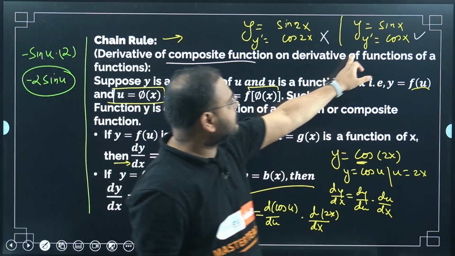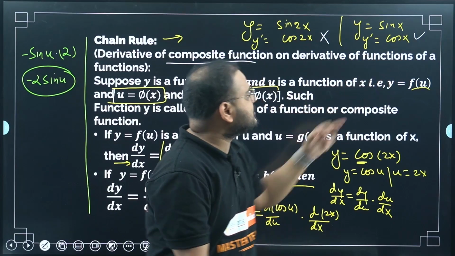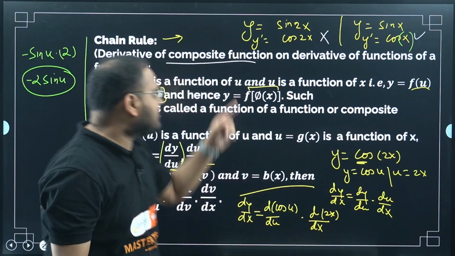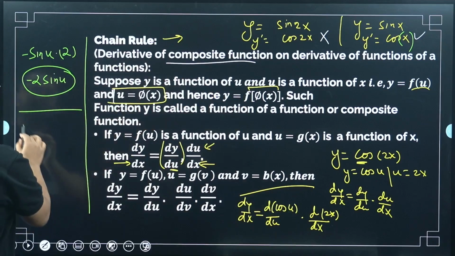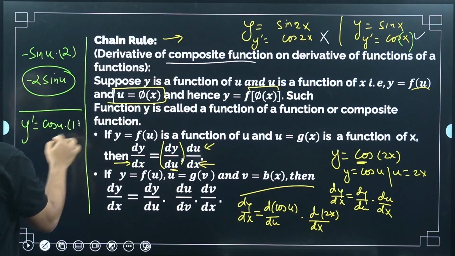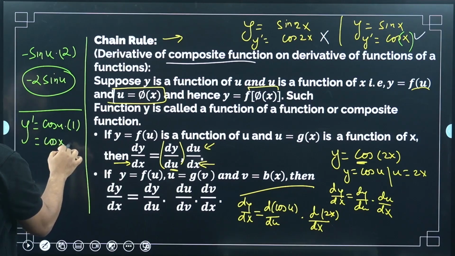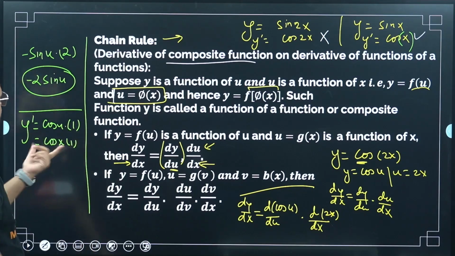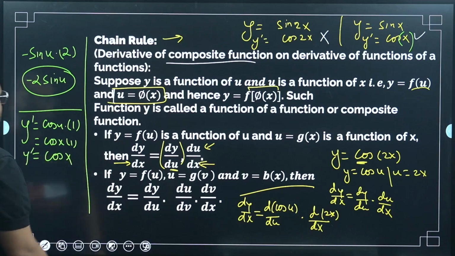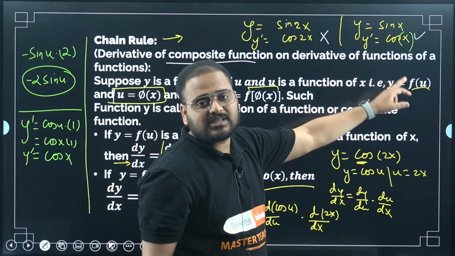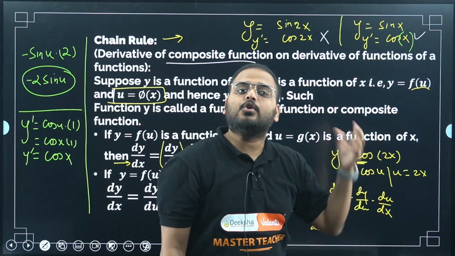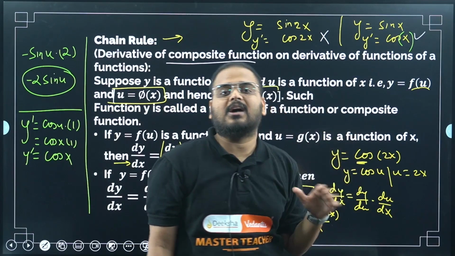See, for sine x, for cos x, what happens? There was no constant, there is no coefficient of x, so simply it was only 1. So if you write this as y derivative equals cos u into 1, what will become? Cos x times 1, because 1 is nothing but simply 1. So I'll get y dash as cos x, please check. There was no 2 present there, so the coefficient was actually 1. Without knowing it, you used the chain rule and got the answer.